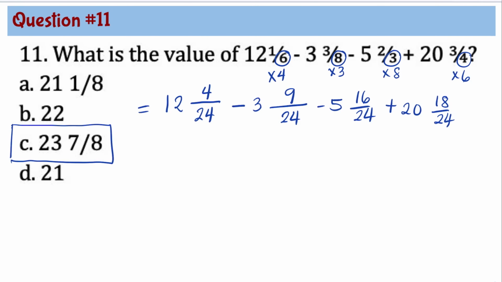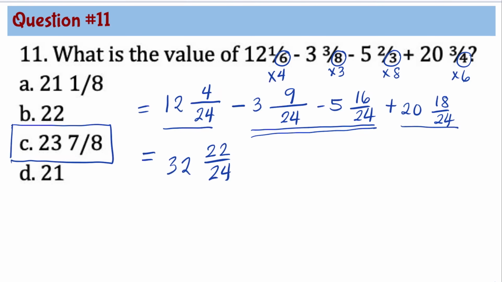The easiest method to simplify this expression now is combining first the both positive fractions. So 12 and 20 is 32. If you add 4 24ths and 18 24ths, that is 22 over 24. Now I will also combine the two negative fractions. If I combine these two fractions, that will give me negative 8 and 25 over 24 because I need to add 9 and 16ths. Simplifying the second fraction further, 25 over 24 is 1 and 1 over 24.